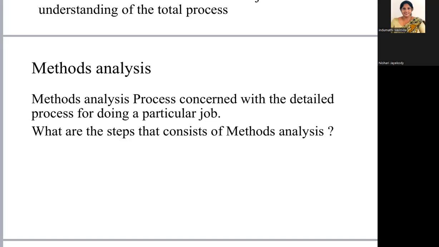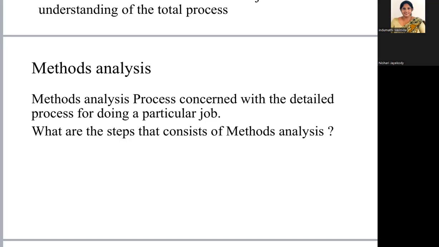So next we can evaluate each step in the existing operation or proposed new operation. Does the step add value? Does it only add cost, or both? That's okay. And then we can revise the existing or new operation as needed. And next, put the revised or new operation into effect. Then follow up on the changes or new operation.